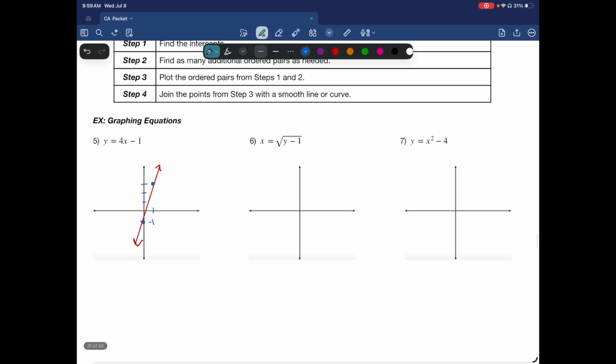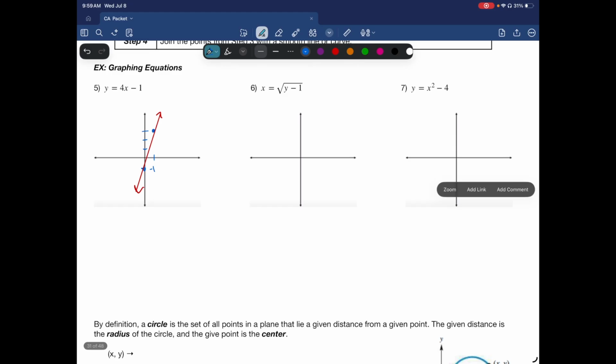Now, x equals the square root of y minus 1. To graph this, the easiest way is to solve for y. So x equals the square root of y minus 1. Square both sides and you get x squared equals y minus 1, so x squared plus 1 equals y. All right, so this is going to be a parabola, but remember this is the square root of y minus 1.